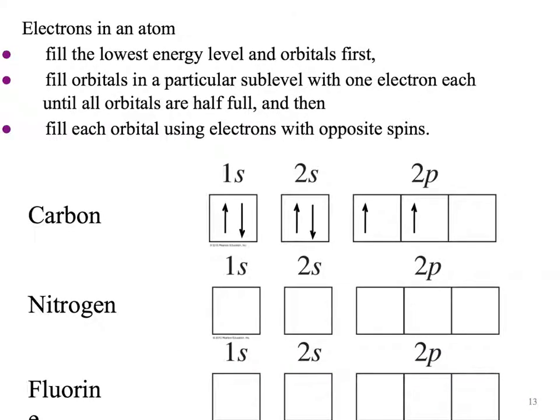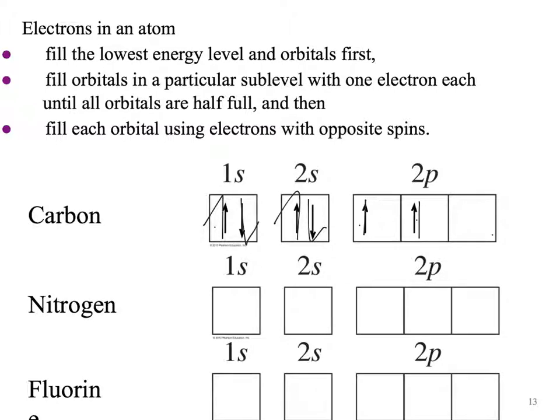So for example, let's do carbon. Carbon has 6 electrons because its atomic number is 6. It is neutral, 6 electrons and 6 protons. So when we do the electron configuration of carbon, we do 2 in the 1s, 2 in the 2s, and then we put 1 and 2, 1 in each of the p. Now, notice that you are going to put 1 electron in each box before you start pairing these electrons, okay?